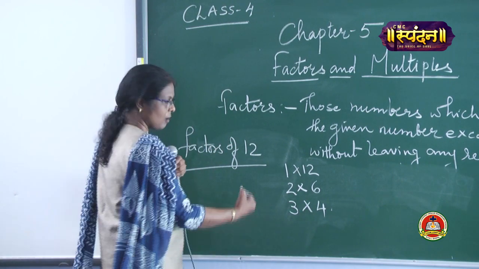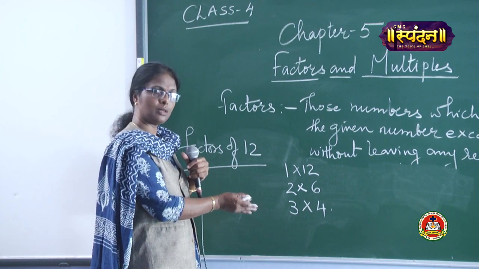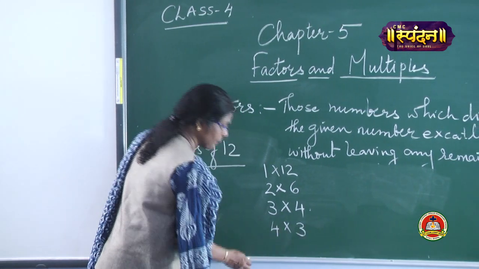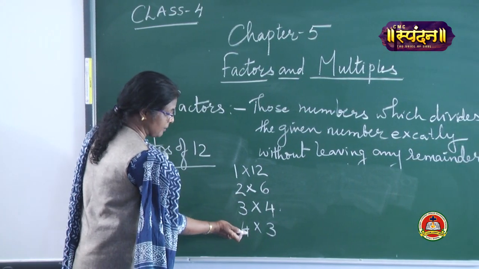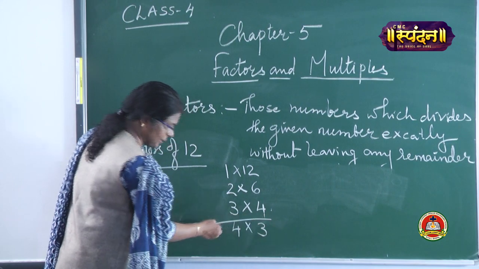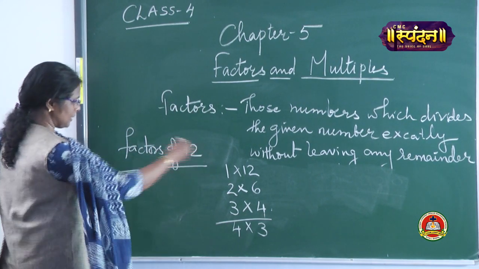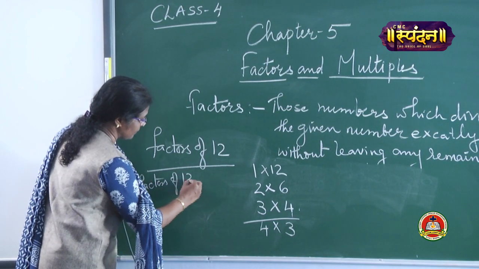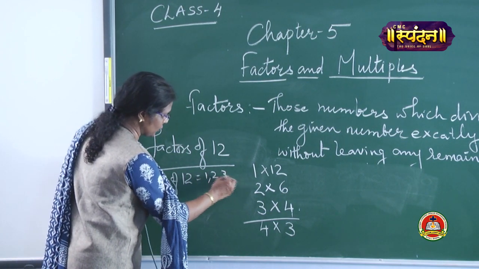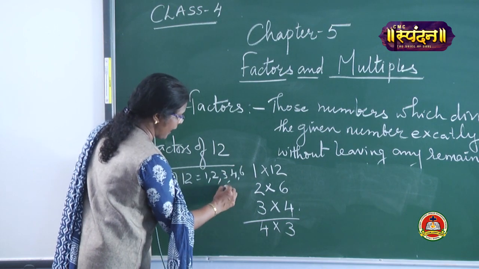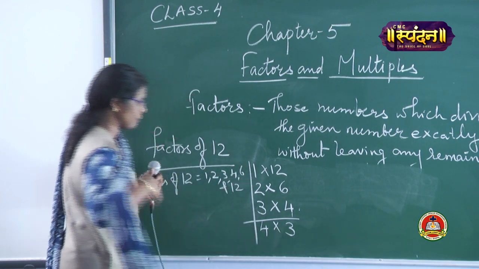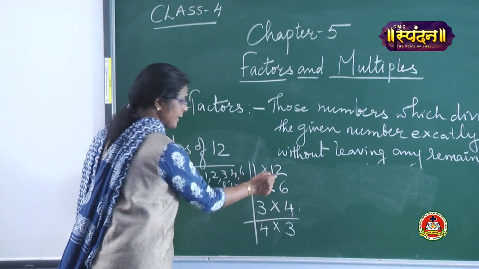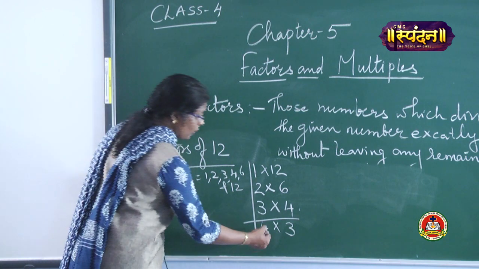The next number, 4. After 3 we have 4. So 4 into what? 4 into 3 is 12. Now here 3 into 4 is the same as 4 into 3. When it starts repeating, stop there. Now here we can conclude the factors of 12 are 1, 2, 3, 4, 6 and 12. There is no need of finding all the factors here.